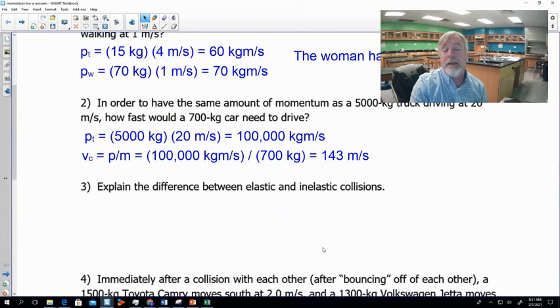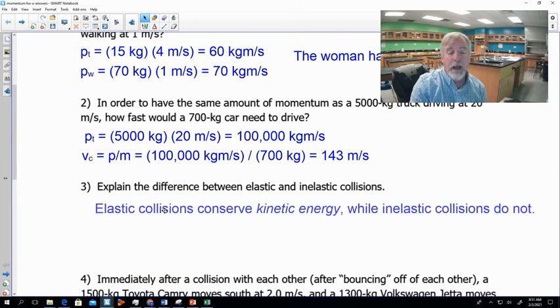Explain the difference between elastic and inelastic collisions. The thing I really want you to get out of that: elastic collisions always conserve kinetic energy. So when we're solving problems with elastic collisions, we can take advantage of that fact. Kinetic energy is conserved. If it's an inelastic collision, we can't use that because we know kinetic energy is not conserved. Some of that kinetic energy gets turned into another form of energy during an inelastic collision.